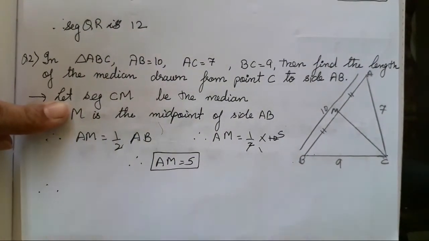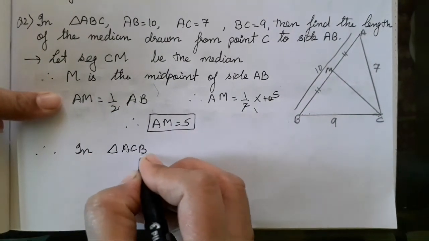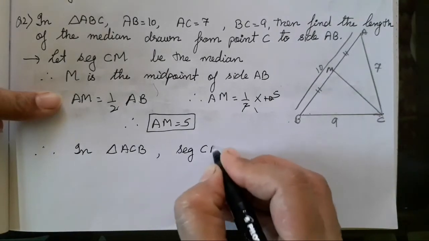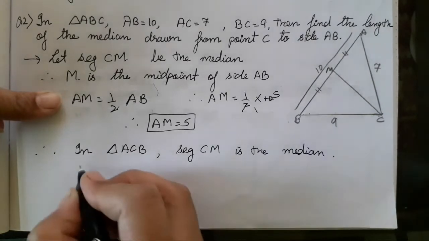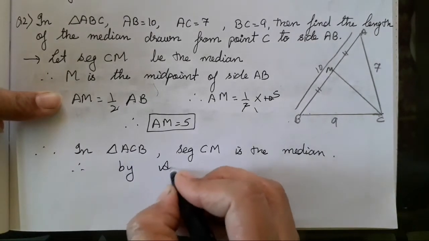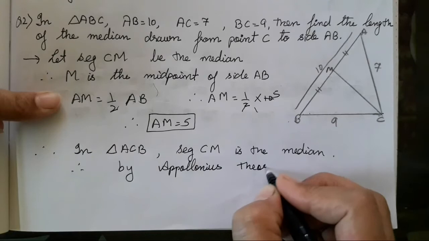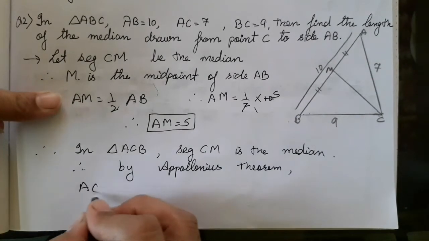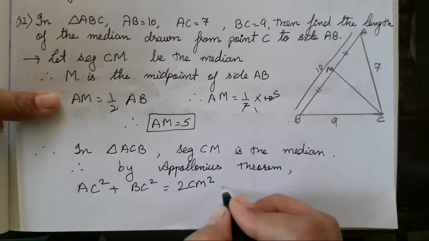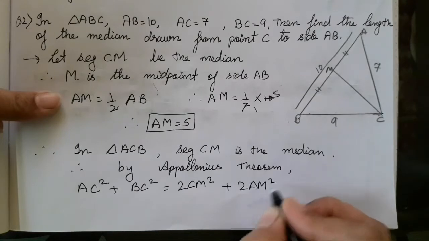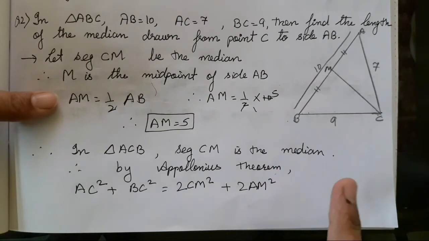Okay, now directly Apollonius theorem you all have to use by giving the name of the triangle. In triangle ACB, segment CM is the median. Therefore, by Apollonius theorem, directly write the formula, that is AC square plus BC square is equal to 2CM square plus 2AM square. The theorem, Apollonius theorem, is there in the textbook, children. You all can check it out. It's very easy to understand.